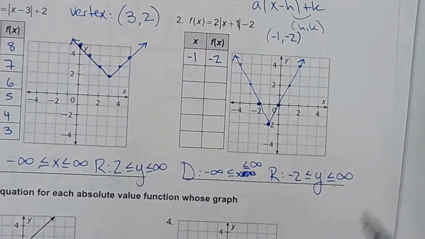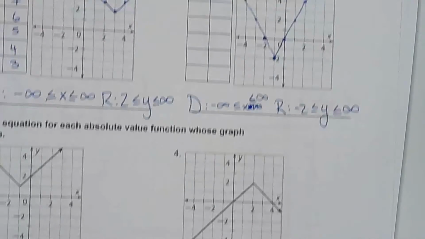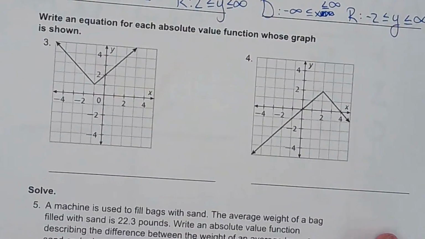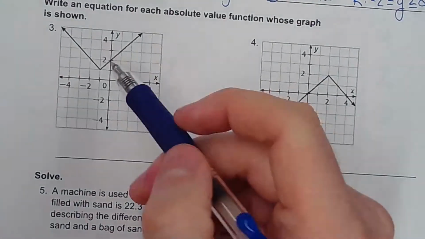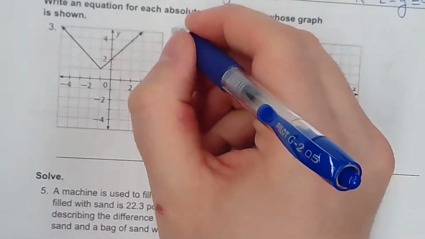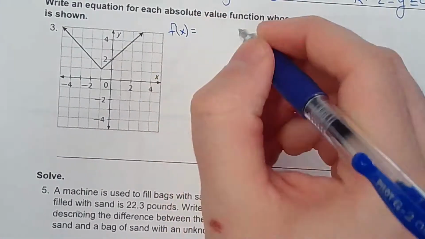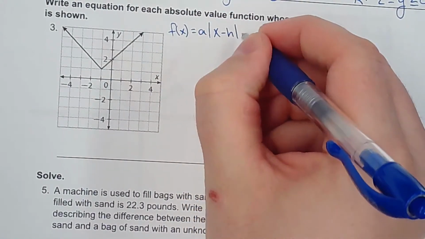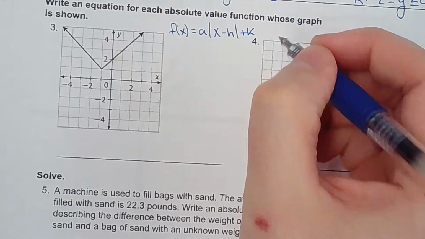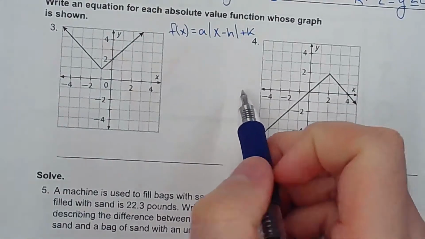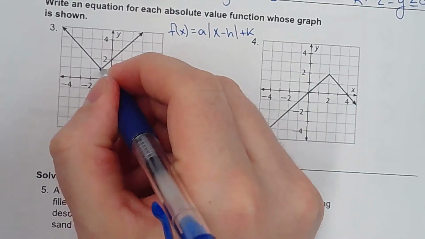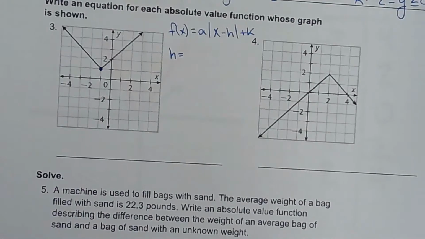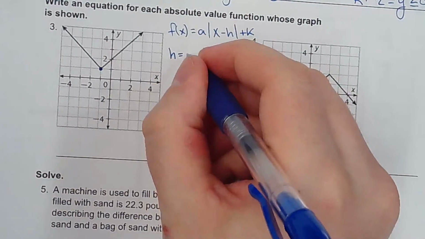All right, so 3 and 4, it says, write an equation for each absolute value function whose graph is shown. Okay, so they give you the graph. We need to find the function. Remember, the standard form is f of x equals a times the absolute value of x minus h, closed, plus k, where h and k is the vertex. So our vertex is right here for this guy. So that means my h is going to be -1, and k is going to be +1.